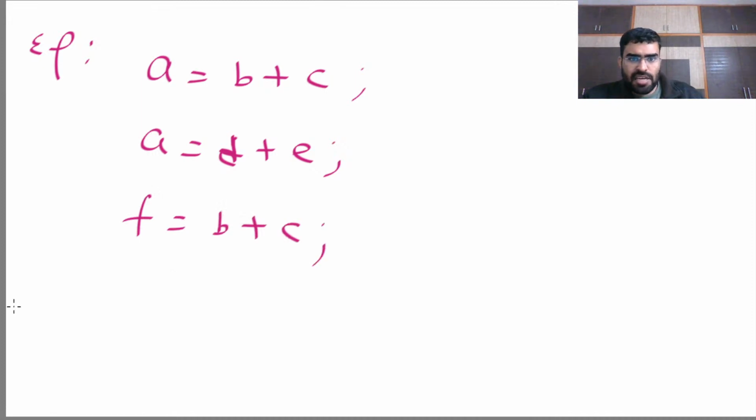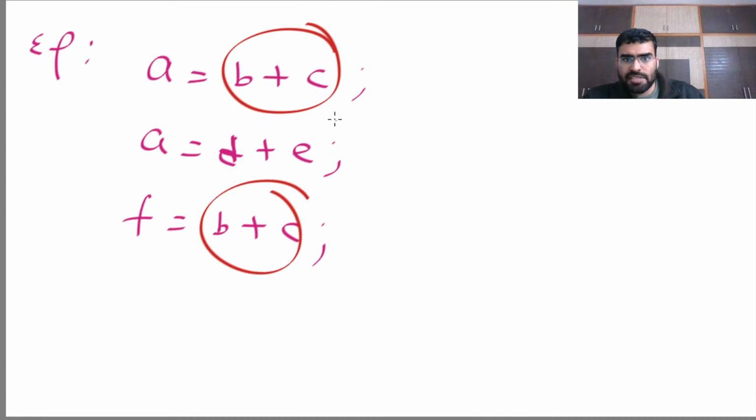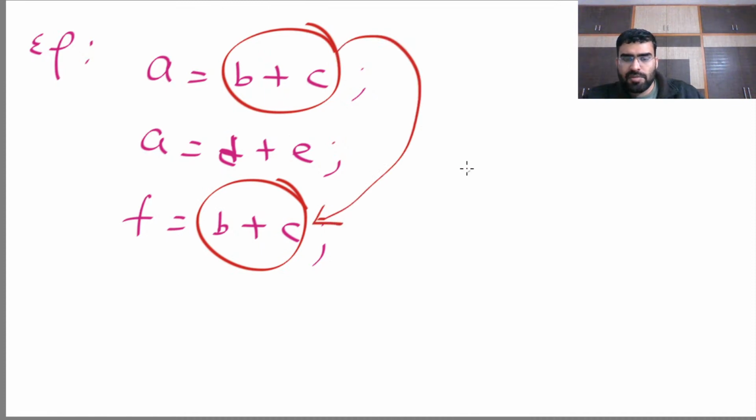Just tell me this point. Can I say that this is available here? Is this expression available here? This is my point. So basically, are they common subexpressions? This is my point. Are they common subexpressions?